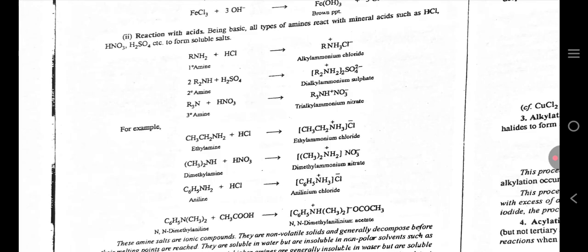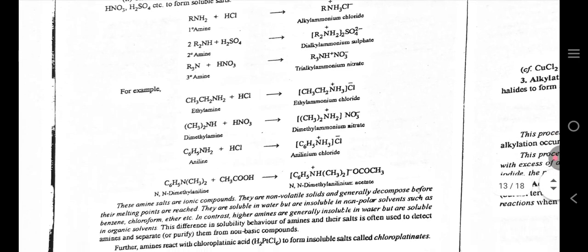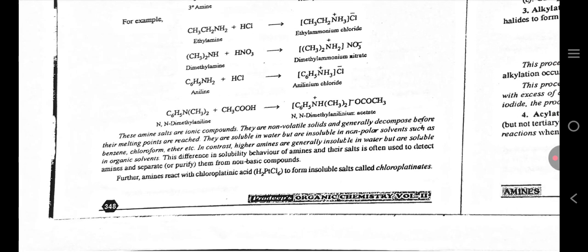Reaction with acids. Being basic, all types of amines react with mineral acids such as HCl, HNO3, H2SO4 to form soluble salts. These amine salts are ionic compounds. They are soluble in water but are insoluble in non-polar solvents such as benzene, chloroform, etc.